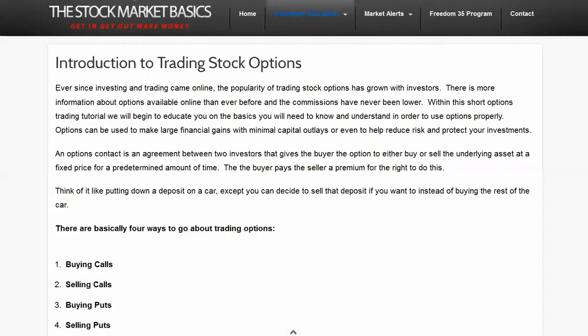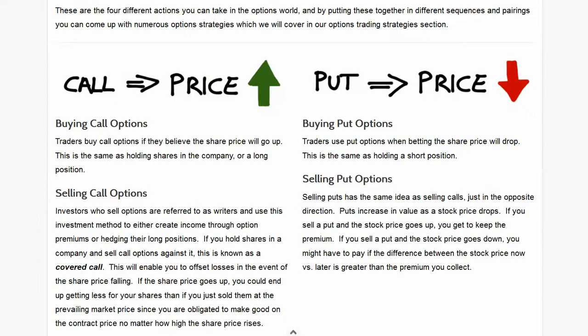Although there are many different option strategies, a lot we'll go through, option contracts basically come down to four things: buying calls, selling calls, buying puts, or selling puts. There are four different actions investors can take in the world of options, and by putting these together in different sequences and pairings, you can come up with numerous option trading strategies, which we'll cover in later videos. Using call options means that you're betting that the price of a stock or underlying asset will go up, whereas with puts, you're betting that it will go down.